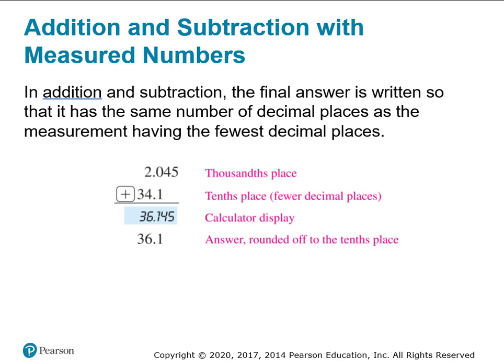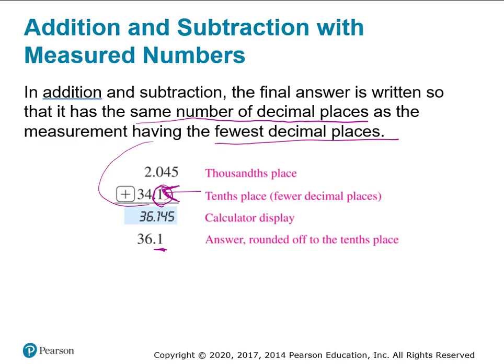What about if we're adding or subtracting? When we're adding or subtracting, our final answer is written so that it has the same number of decimal places as the measurement that has the fewest decimal places. So if I had 2.045 plus 34.1, this is my fewest decimal places. So that means my answer can only be to that many decimal places, so just to the tenths.